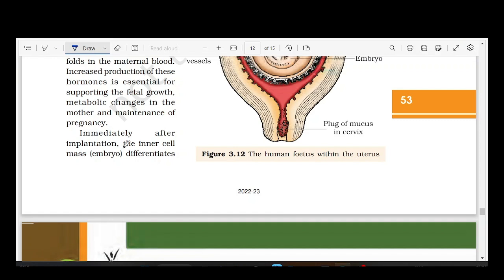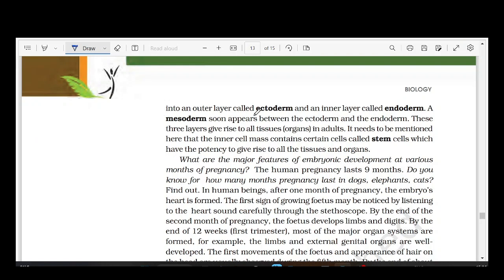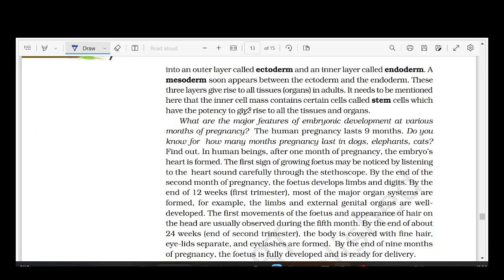Immediately after the implantation, the inner cell mass, as you guys know, the blastocyst has the central cavity which is known as blastocele, the outer layer of cells which is known as trophoblast, and the inner cell mass. And as I've already told you, the inner cell mass will form the embryo and not the trophoblast. Trophoblast will be used in the formation of the villi, the chorionic villi. So immediately after the implantation, the inner cell mass, that is the embryo, differentiates into the outer layer which is known as ectoderm and the inner layer which is endoderm.